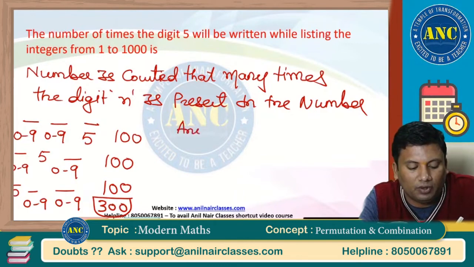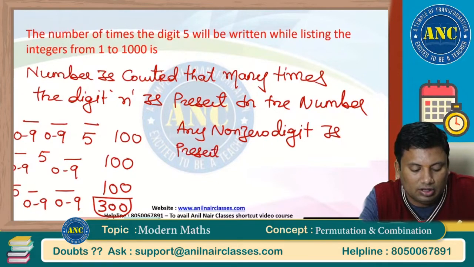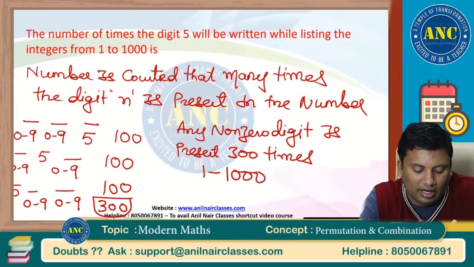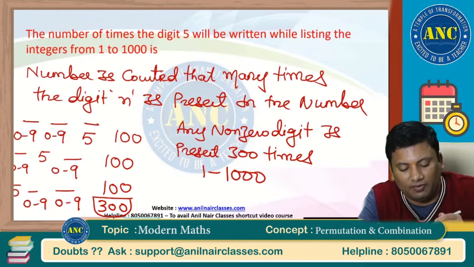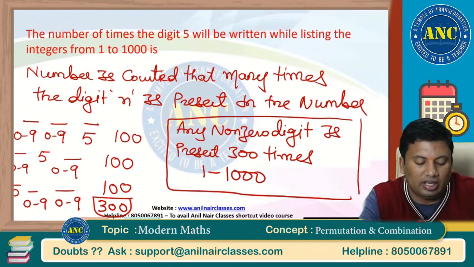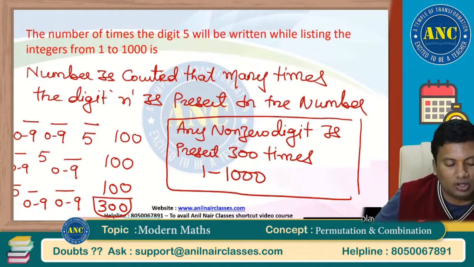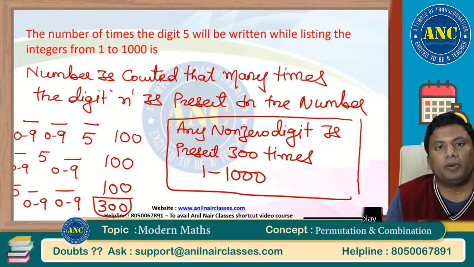Very, very important point. Any non-zero digit is present 300 times when you are writing the natural numbers from 1 to 1000 sequentially. I hope it is clear.